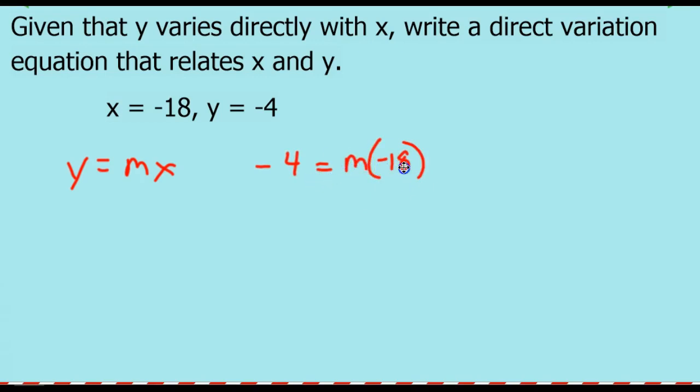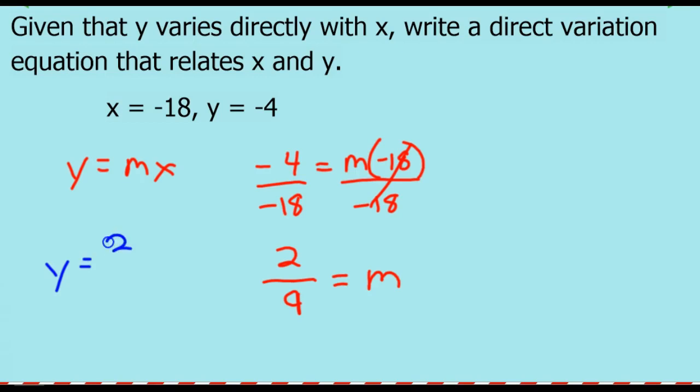So m and the negative 18 are touching. That means I can divide by negative 18 because we're looking for our m. So those cancel out. Two negatives are going to make a positive. I can take a 2 out of both of these, so I'll get 2 over 9 equals m. Now if I just put this m back into the equation, we get y equals 2/9 x. And that is our equation.